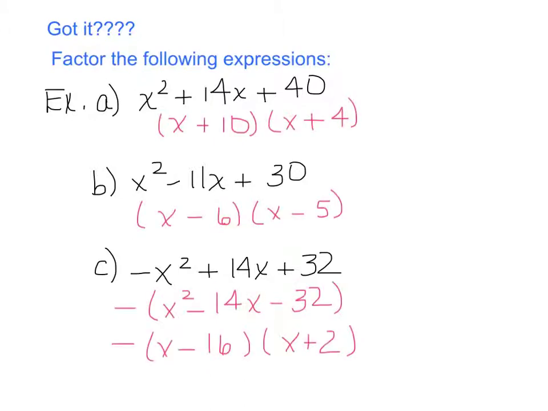Okay, example A, we had to find two numbers that multiply to give you 40, but add to give you 14, so it was 10 and 4. B, we had to find two numbers that multiply to give you 30, but add to give you negative 11. So that was negative 6 and negative 5. And C, we had to factor out that negative. You always want a to be positive, and then you make sure you divide everything by that negative 1. Then you find two numbers that multiply to give you negative 32, that add to give you negative 14. So if you got them all right, you're doing great so far.